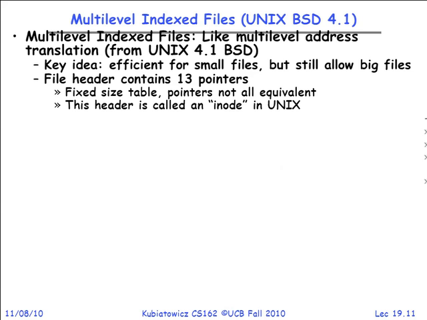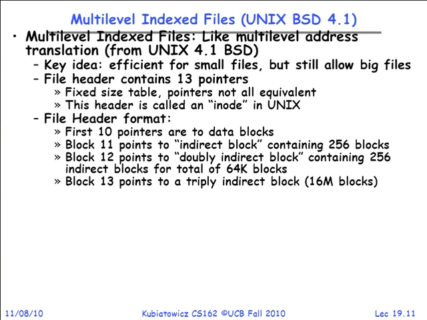And here we go. The first 10 pointers directly point at data blocks. Block 11 points to an indirect block, which is a pointer to a block of pointers. Block 12 points to a doubly indirect block, which is a pointer to a block of pointers to blocks of pointers. Block 13 points to, you ready for this? A block of pointers which point at blocks of pointers which point at blocks of pointers.